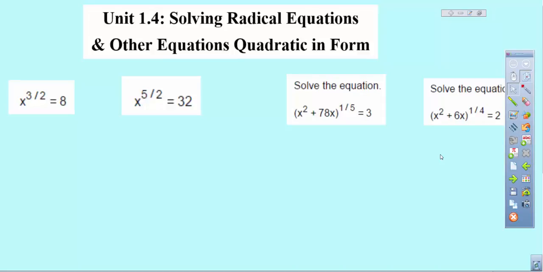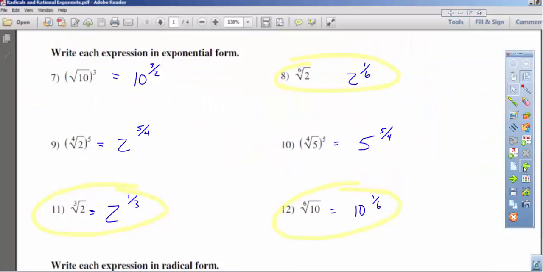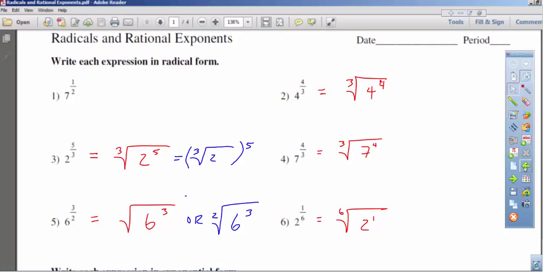All right, so when we look at this section, we're looking at solving radical equations, and you might say, well, how does this come into play? And so the thing about these is that these are actually radicals. They're radical equations written in exponential form. So let's go back just real quickly and review something here to make sure we understand.